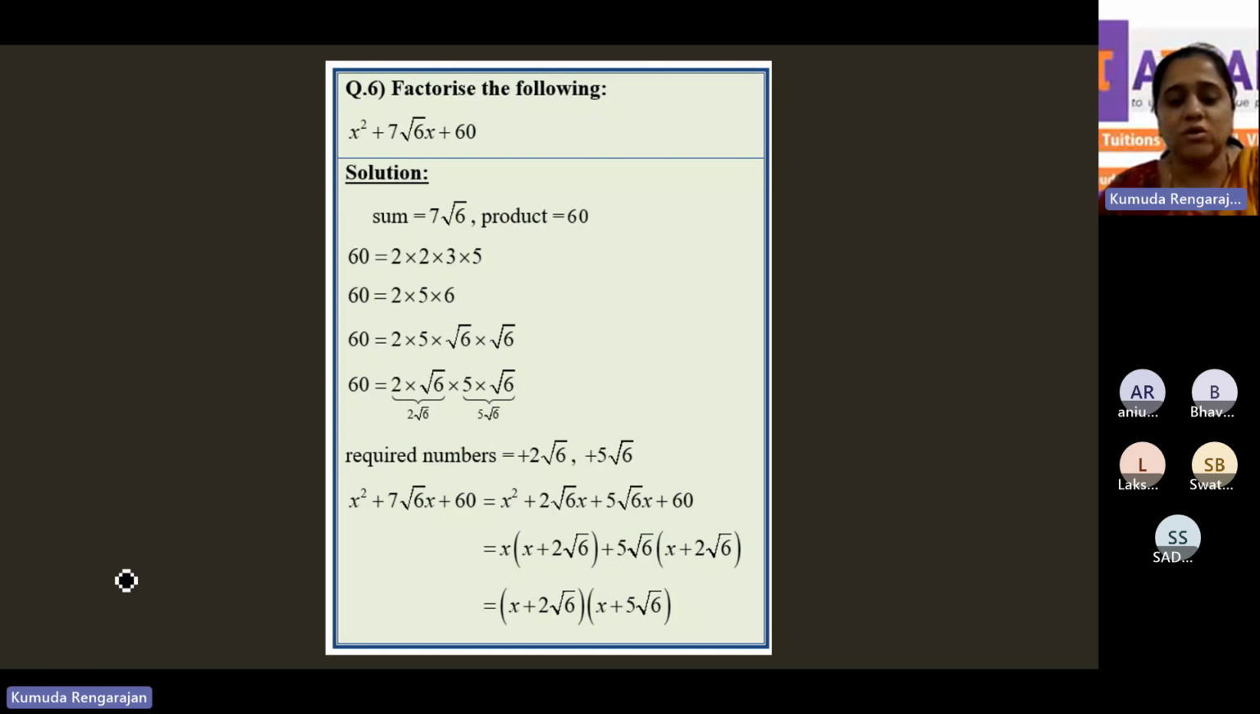Then take note of the common factor: go back to the factorization of 60 and from here you can find out the HCF. So you can see that 60 has 5 root 6 in it. So that means 5 root 6 is common. Correct?